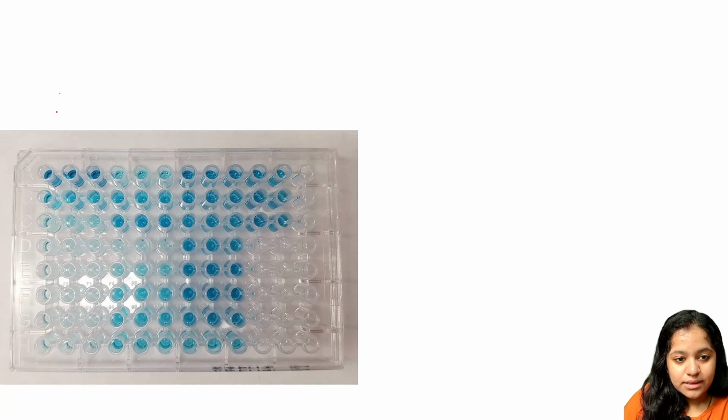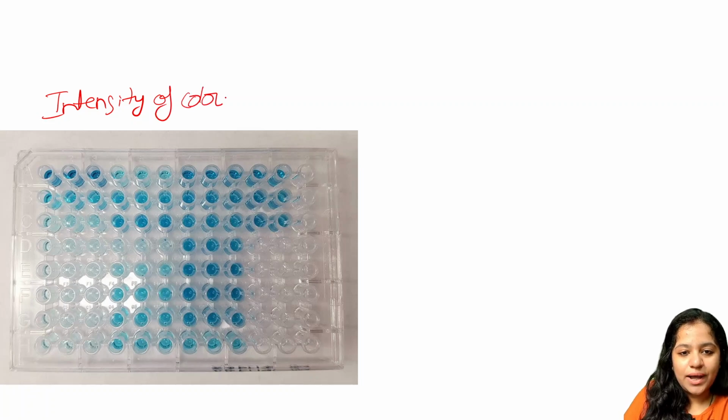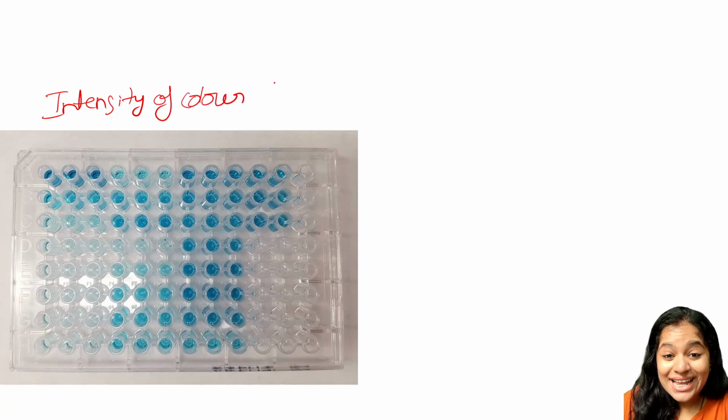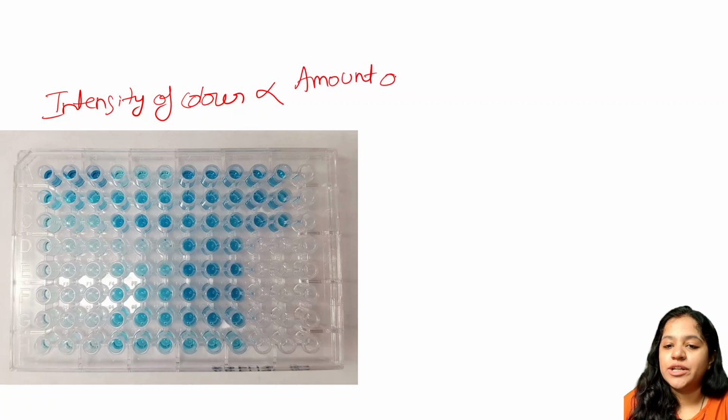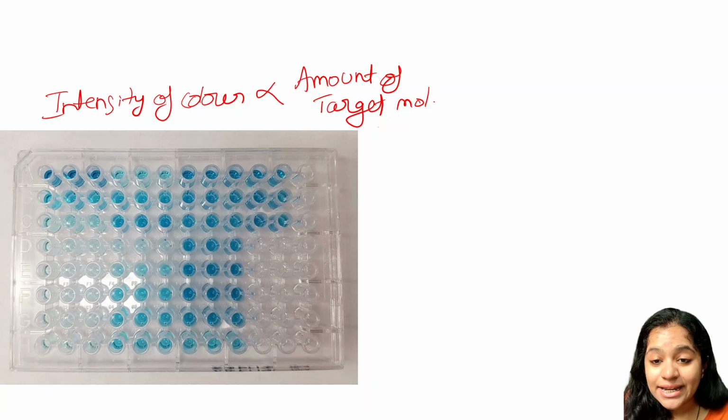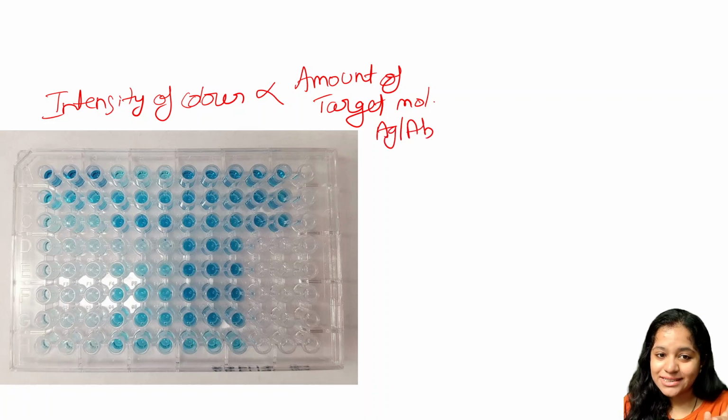Okay, intensity of color is different. Now you have to understand why. Because intensity of color is directly proportional to the amount of target molecule present in the patient serum. What is our target molecule? It is the antigen or antibody, whatever you are trying to find in that patient sample.